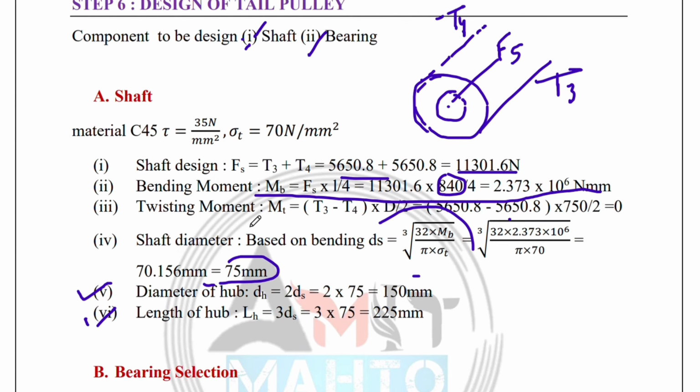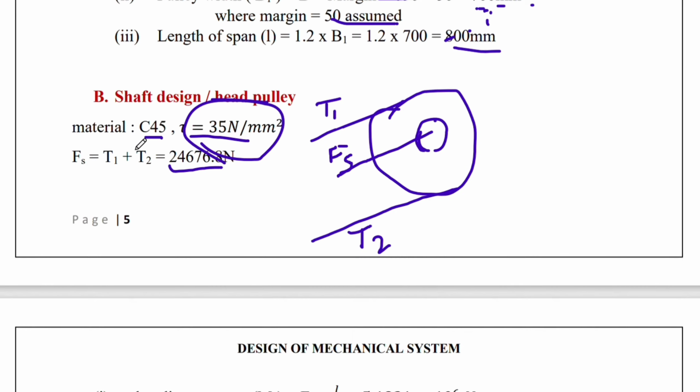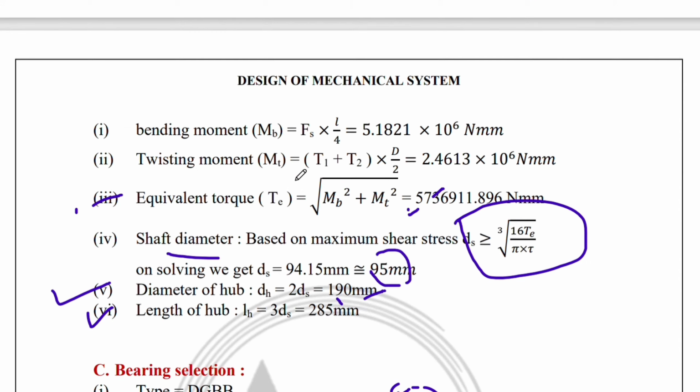The design of shaft for the tail pulley is similar to the head pulley. Here also, first we take the material, then we find Fs, which will be T1 plus T2. Next we find bending moment, twisting moment, and equivalent torque. Then we find the shaft diameter, which is based on maximum shear stress for the head pulley, and for the tail pulley it will be based on bending moment, bending stress. Diameter of hub will be 2 times the diameter of shaft, and length of hub will be 3 times the diameter of the shaft.